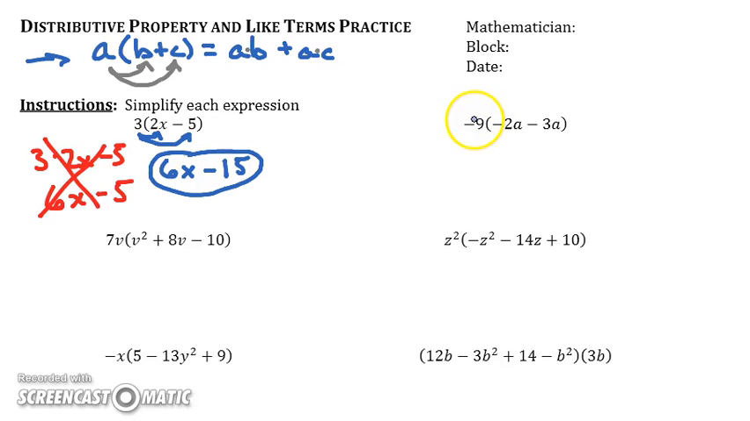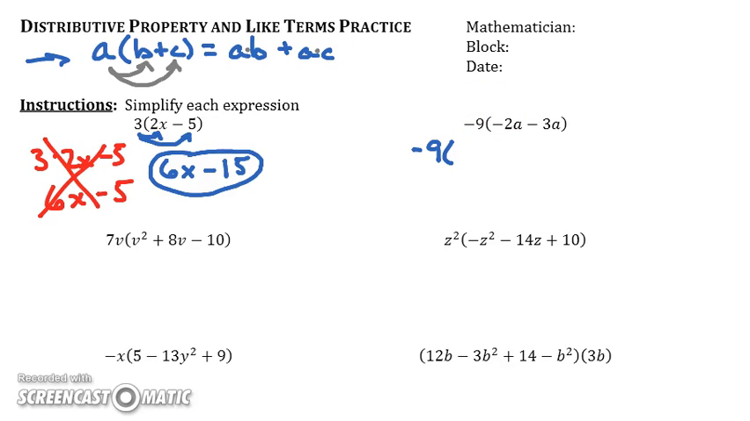The next one, we have negative 9 times the quantity negative 2a minus 3a. There are a couple of ways we can go about doing this. The first way is to simplify the like terms before we even start. If we simplify the like terms before we even start, we don't need to use the distributive property.